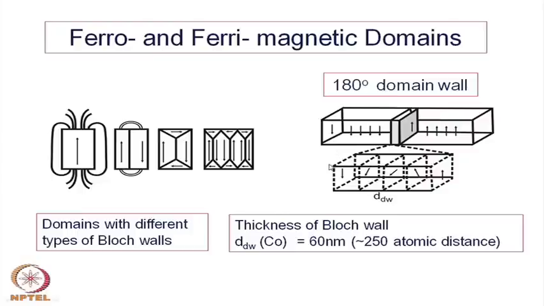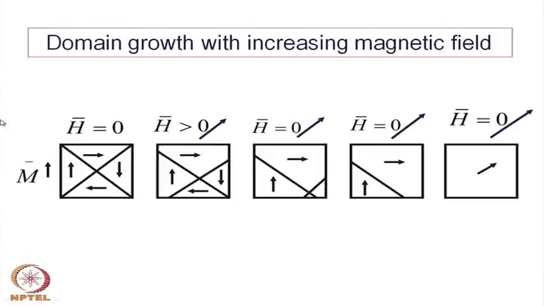So, these are the two things one must understand, that we have domains in a ferromagnetic, or the same thing happens in a ferrimagnetic also, and there is a domain wall. They can be designated as 180 degree, 90 degree or 45 degree, and there is a concept of domain wall, so that there is a finite thickness within which this changeover takes place in a gradual manner. So, that is all about the domain wall.